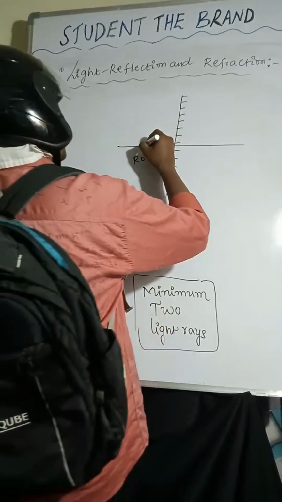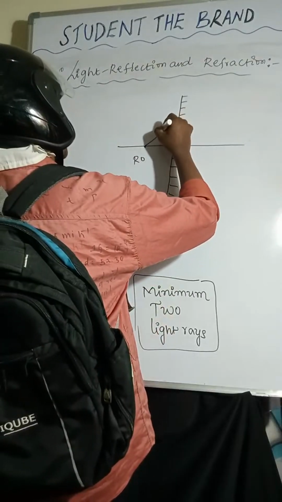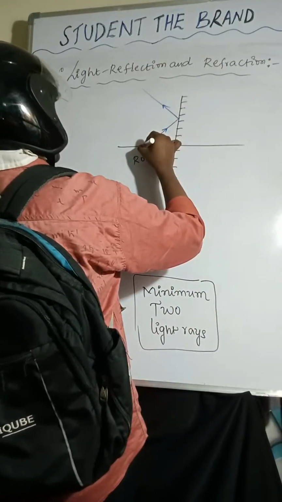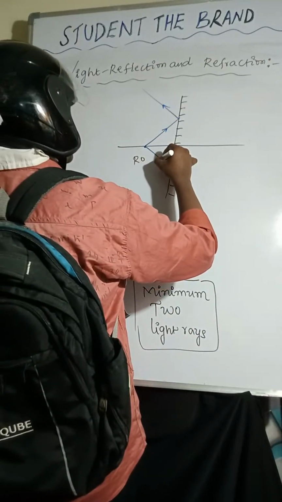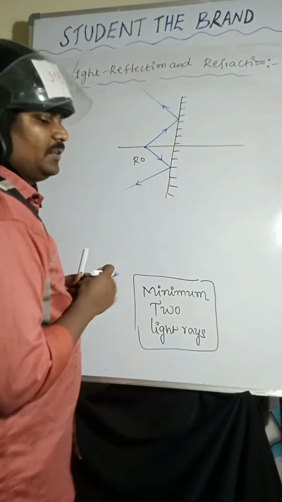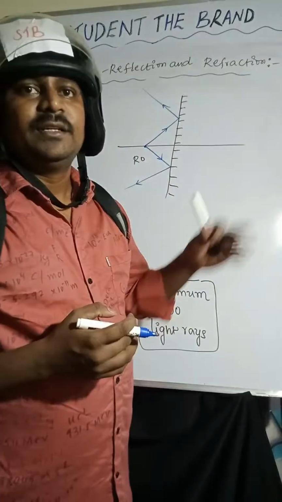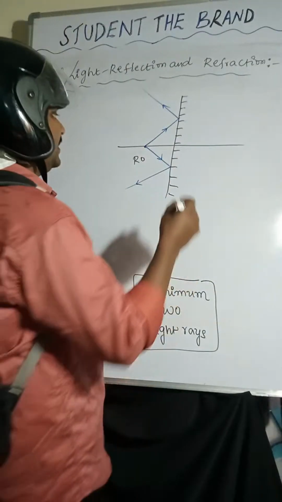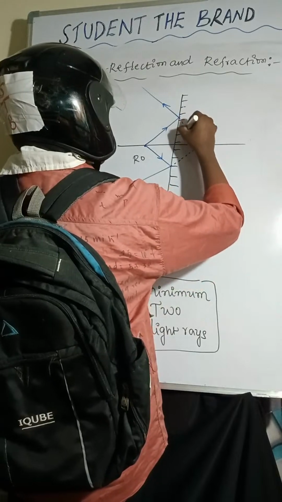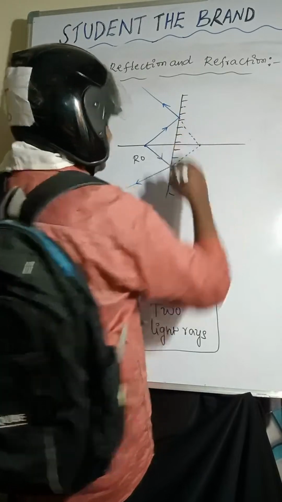So now I am taking one light ray like this. It is reflected. Another light ray I am taking like this. Here also reflected. If we extend those reflected light rays, they meet at one point here.